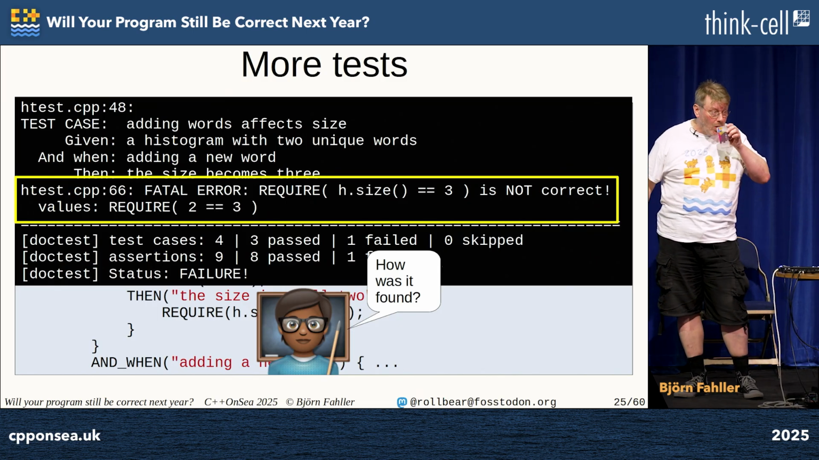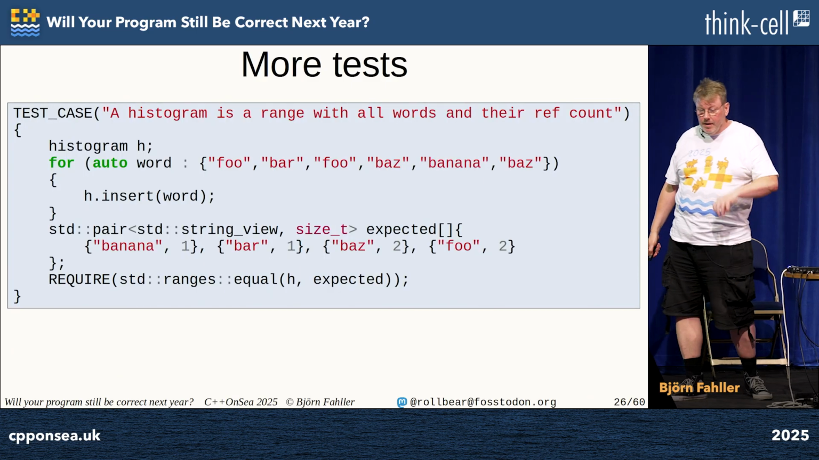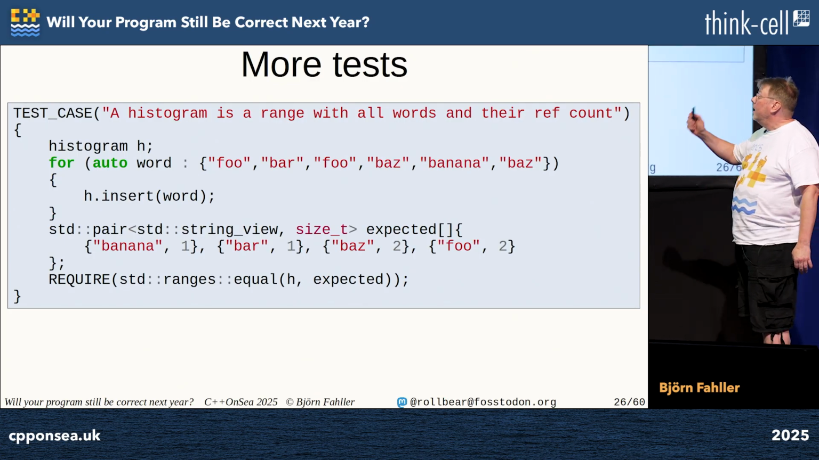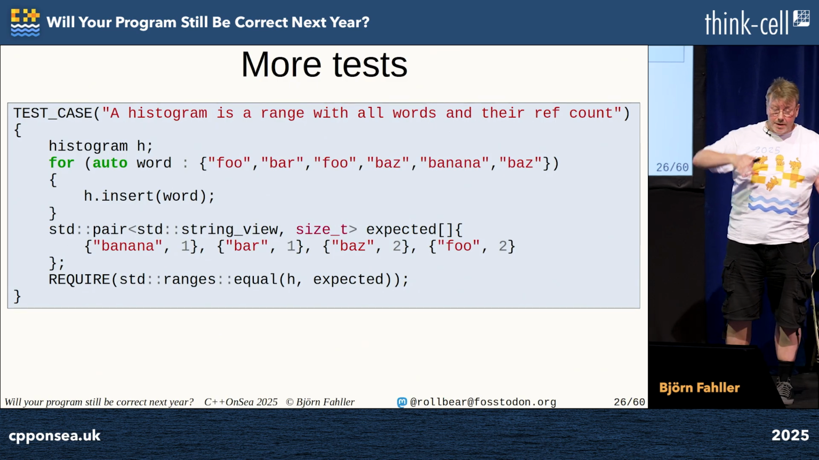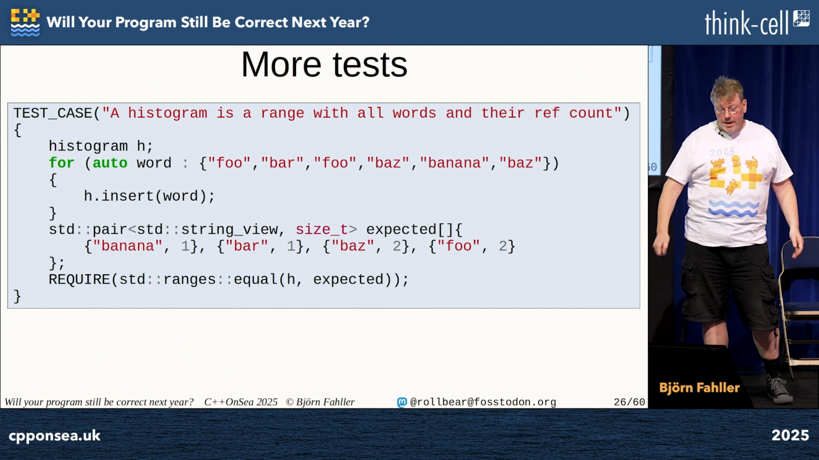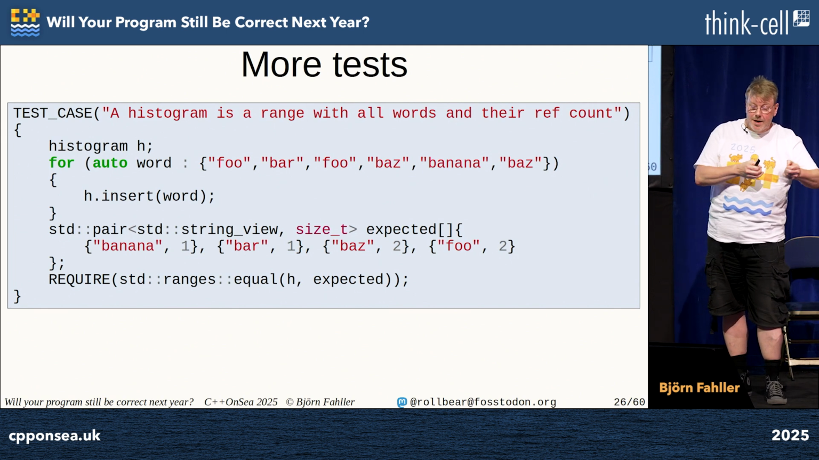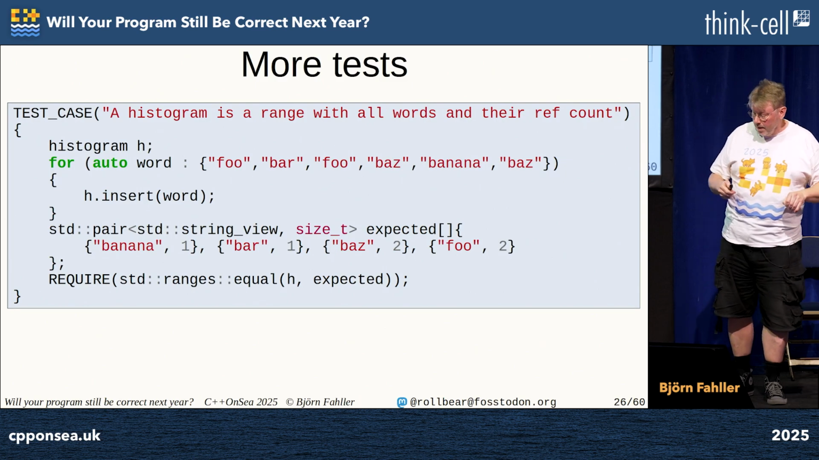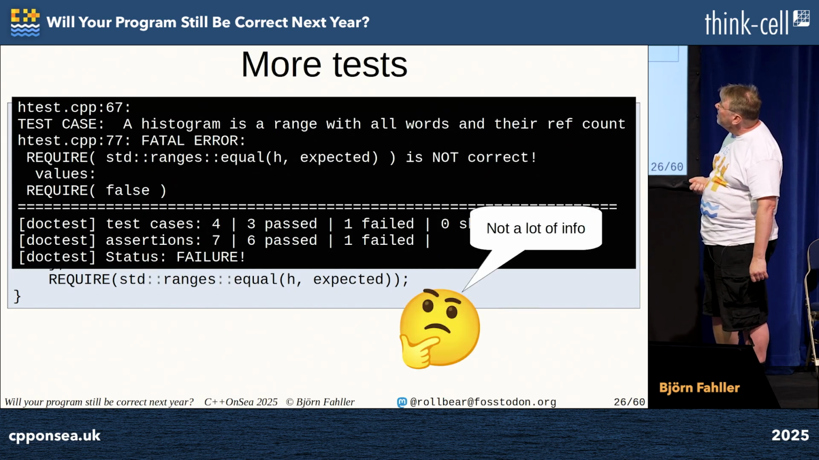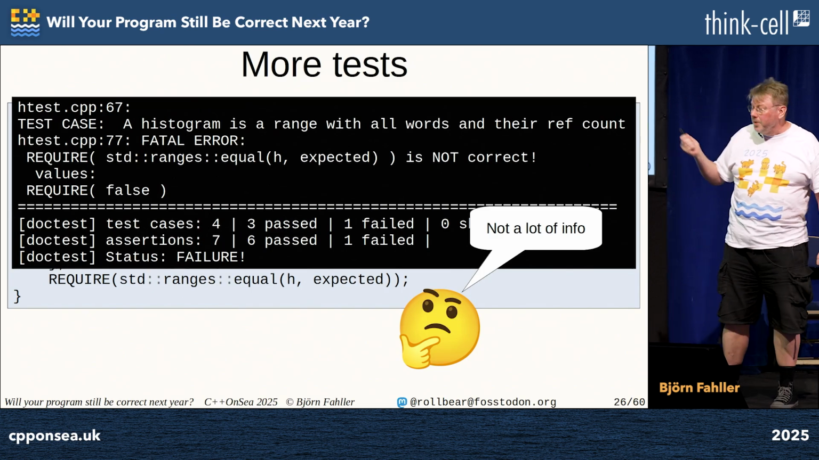This is super powerful. So we add some more tests. We insert a bunch of words, and we check that the whole range of words is what we expect. So include foobar, foobaz, banana, baz, and then we use require to see that the range of our histogram and the expected are the same. I mean, it's not incorrect, but there's not a lot of information. I'm not happy with this.